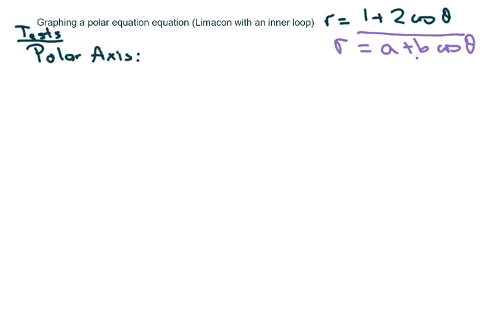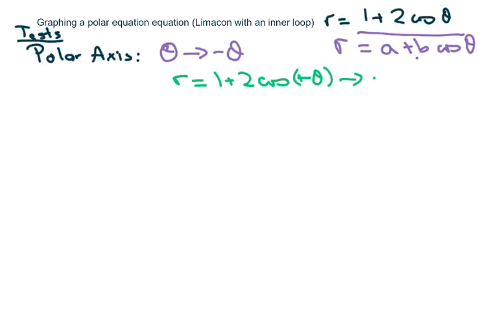For the polar axis, which is the x-axis, we're going to replace theta with negative theta. If we get the same equation, then it is symmetric to the polar axis. So we get r equals 1 plus 2 cos negative theta. Cosine is an even function, so we can just make that a positive, and we get that it does look like our original equation. So yes, it passes, and it's symmetric to the polar axis.